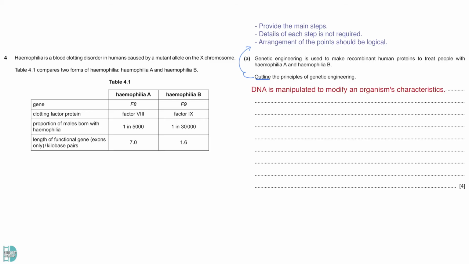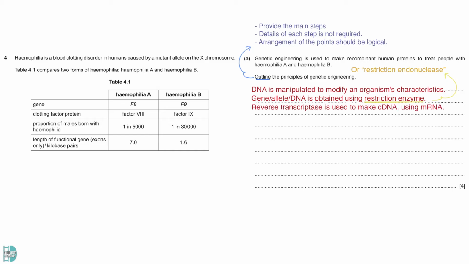You can get a mark by giving the goal of the technique, which is to manipulate DNA to modify an organism's characteristics. Gene, allele or DNA is obtained using restriction enzyme. You can also use reverse transcriptase to make cDNA using mRNA. The gene is inserted into a vector or plasmid. Ligase is used for this step.